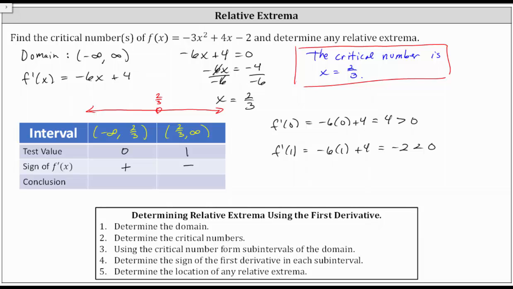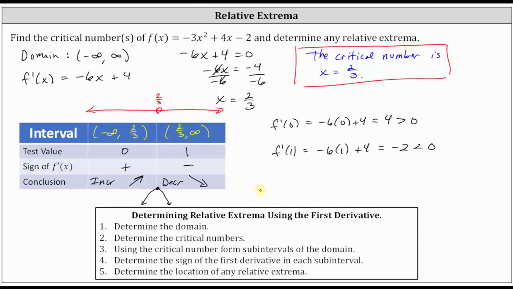So for the conclusion, because the first derivative is positive over this first subinterval, we know the function is increasing over this subinterval, or going uphill from left to right. And for the second subinterval, the first derivative is negative, and therefore the function is decreasing over this subinterval. So notice how the function changes from increasing to decreasing at x equals 2/3, which results in a high point or a relative maximum. So now we know we have a relative maximum at x equals 2/3.